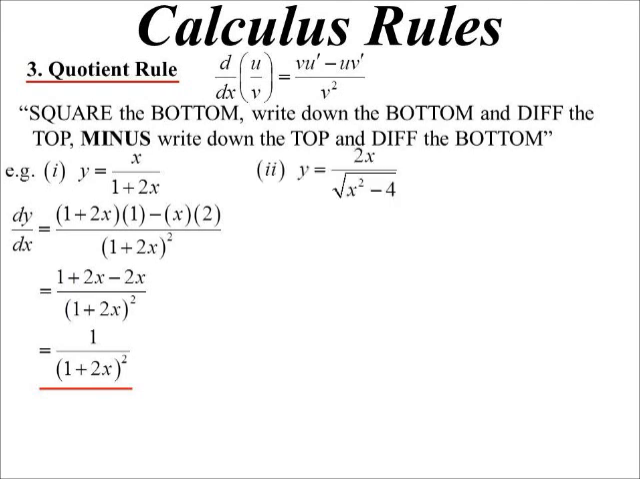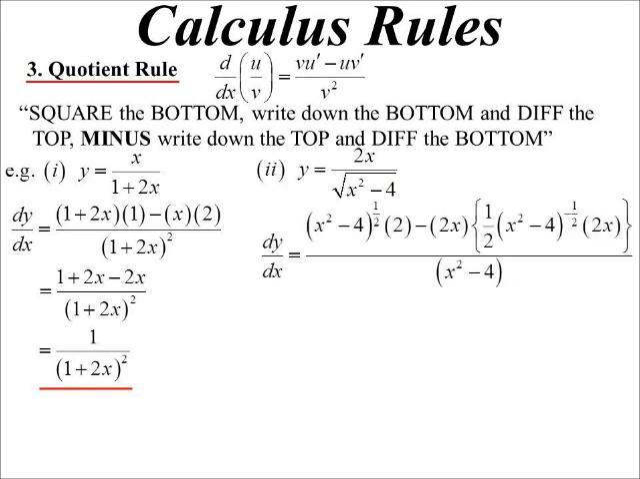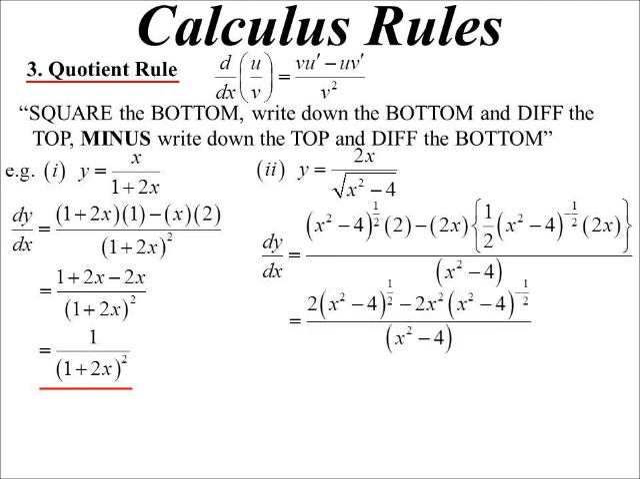Now, 2x on the square root of x squared minus 4. Square the bottom. Well, when we square a square root, it just becomes to the power of 1. Write down the bottom, but I've written it down in index form, you'll notice. x squared minus 4 to the power of half. Diff the top, 2. Minus write down the top, 2x, diff the bottom, but in order to diff the bottom, I have to use the chain rule. Bring down the power, lower the power, and kick the derivative out of those parentheses. 2x. Tidy up the top.